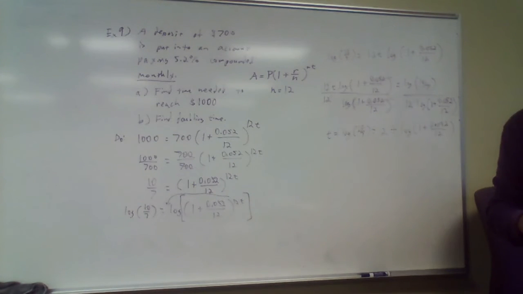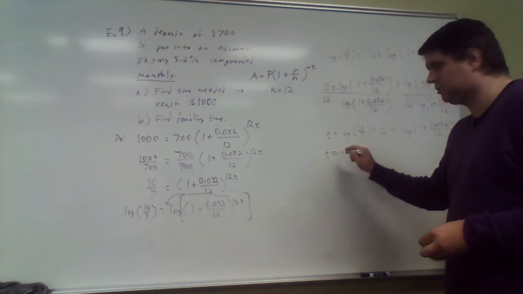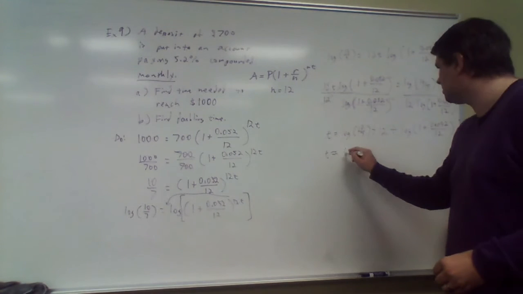So, I'm going to get out my calculator. Log of 10 divided by 7. Close the parenthesis. Make sure that that part's in parentheses. Hit enter. You should be fine. Divide by 12, hit enter, and then divide by log, open a parenthesis if your calculator doesn't already do it for you. 1 plus 0.052 divided by 12, close the parenthesis. I got something that rounds to 6.9 years.